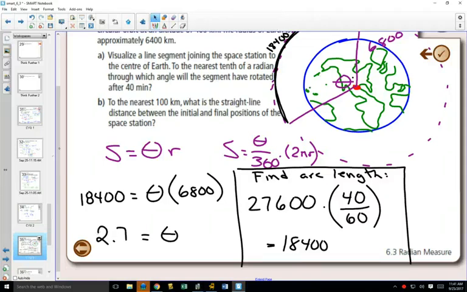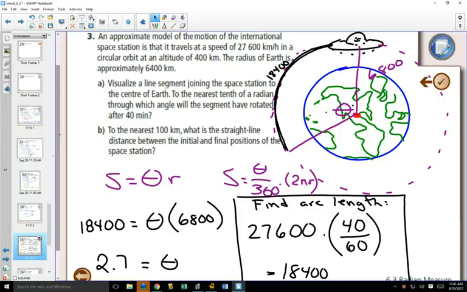Which kind of makes sense if you think, remember the definition of a radian is each radian is one radius along the outside edge of that circle. So if I go 6,800 once, 6,800 twice, to get up to 18,400, 3 would be too much. But it needs to be more than 2. So that kind of visualization and estimation to say, does 2.7 make sense?